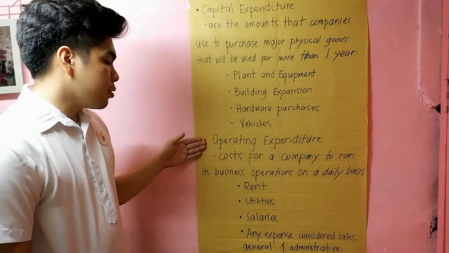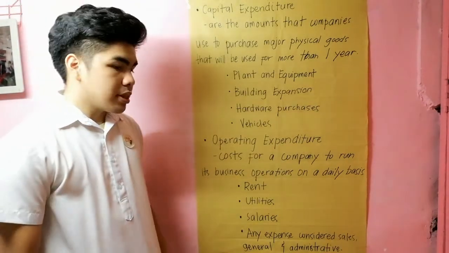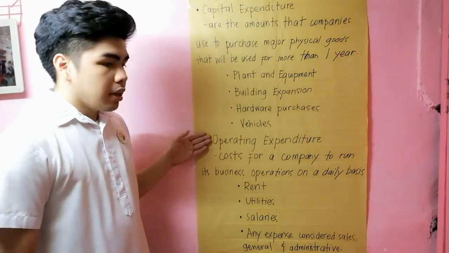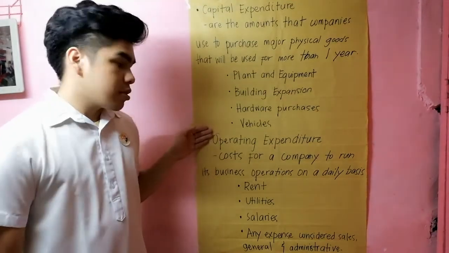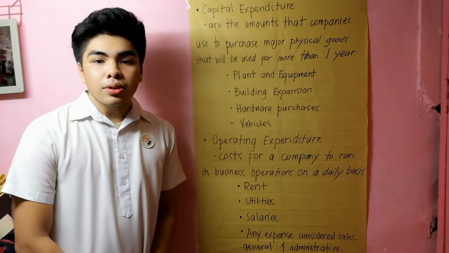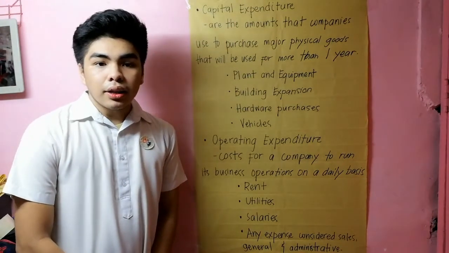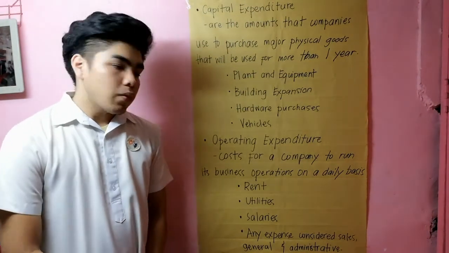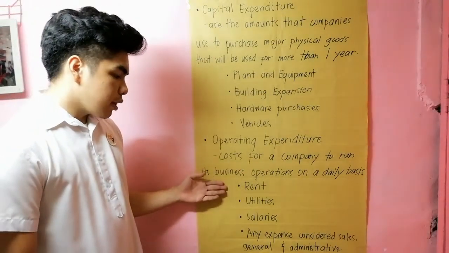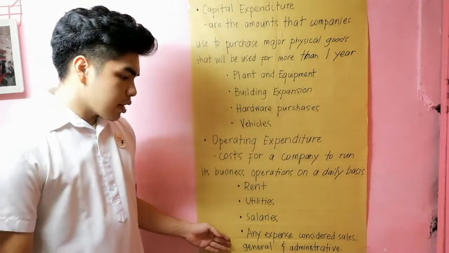While the operating expenditure are the costs for a company to run its business operations on a daily basis. So the operating expenditure or expenses largely makes up the financing costs of a company. So the manager should look for ways to reduce its operating expenses without causing critical drop on its production output or the quality of their products. Operating expenses includes the following: the rent, utilities, salaries, any expense considered sales, general, and administrative.